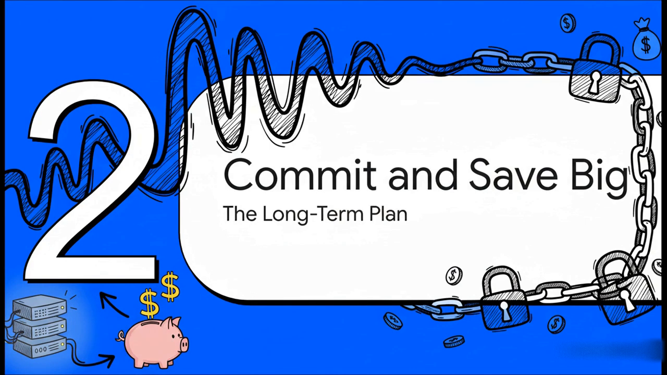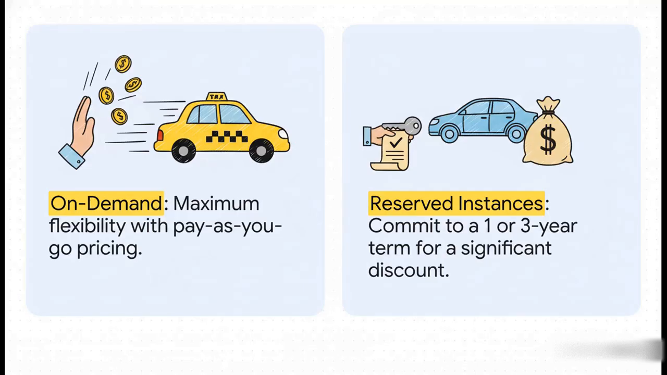But what if your server usage is predictable? What if you have a workload that's just humming along 24/7? Well, this is where we get into our first big money-saving strategy, reserved instances. If on-demand is like hailing a taxi, think of this as leasing a car. If you know you have to drive to work every single day for the next year, you're not going to call a taxi each time, right? No way. You lease the car, because it's a much better deal.